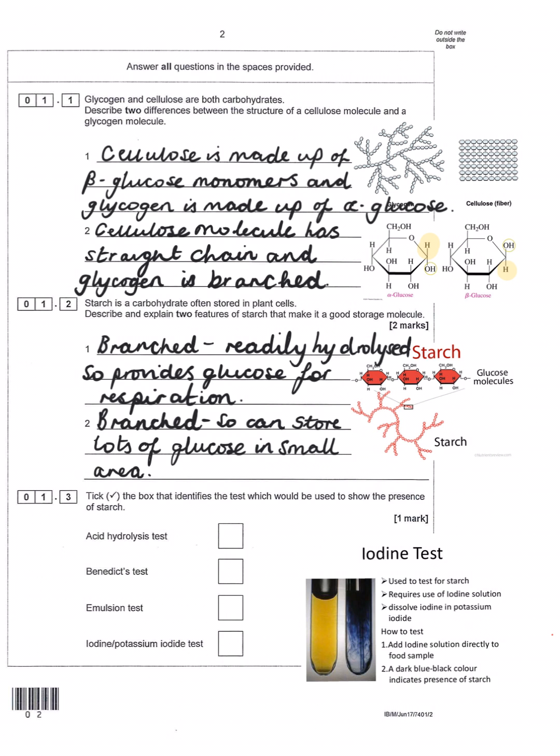For this test, all you need to do is add iodine to your sample, and if it turns a dark blue-black colour, then starch is present. So this is the correct answer.